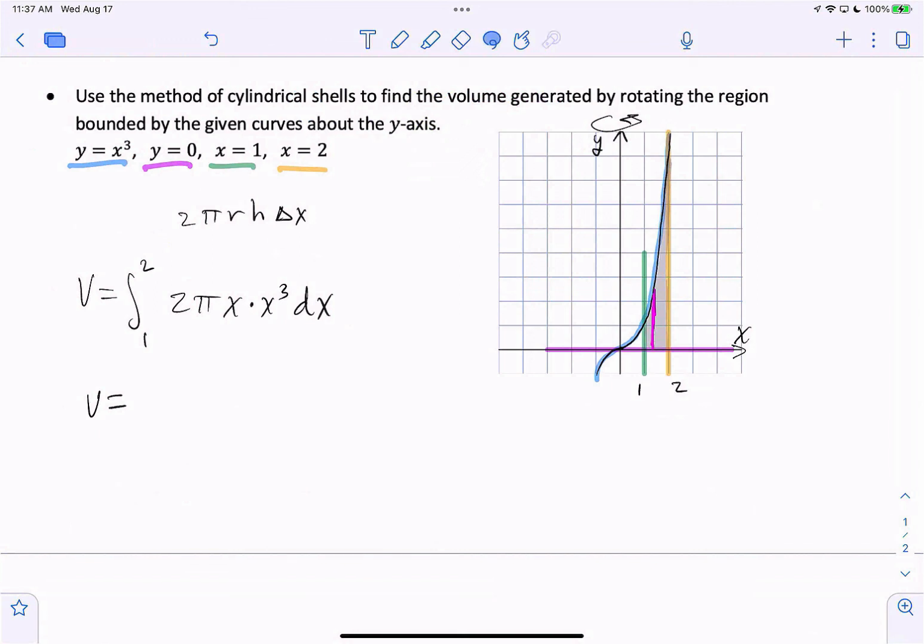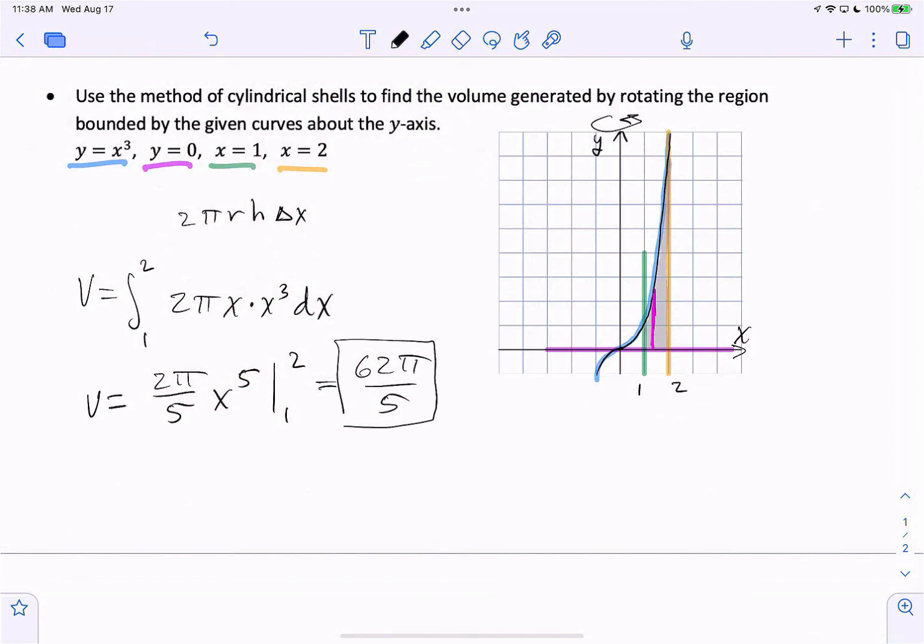This exponent here is 4, so we're looking at 2 pi over 5 x to the 5th, power rule there, evaluated from 1 to 2. Now we could go all fancy, but look, 2 to the 5th is 32, and 1 to the 5th is 1, so that's going to be 31, right? Times 2 is going to give me 62 pi over 5. And again, the calculus isn't so hard, it's the setup that's going to provide our challenges.